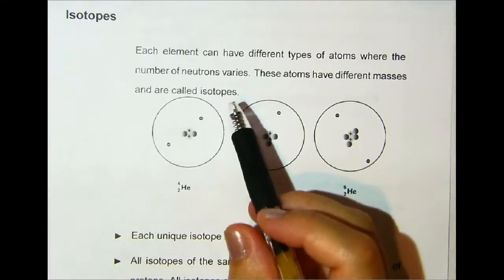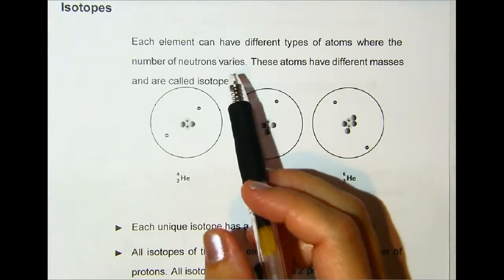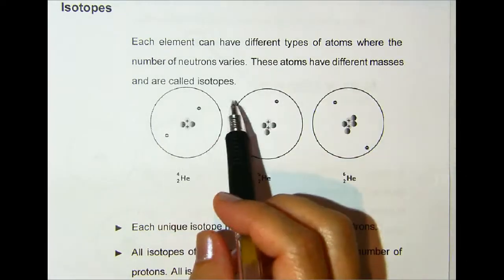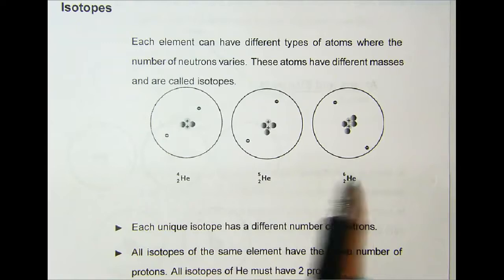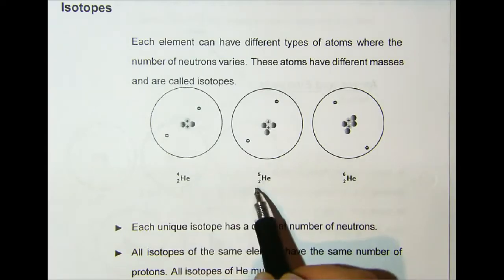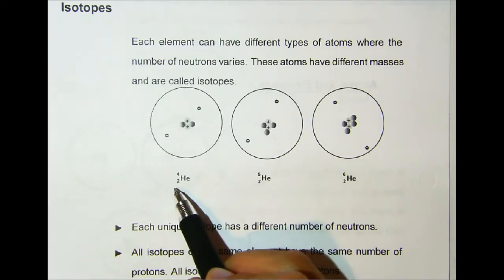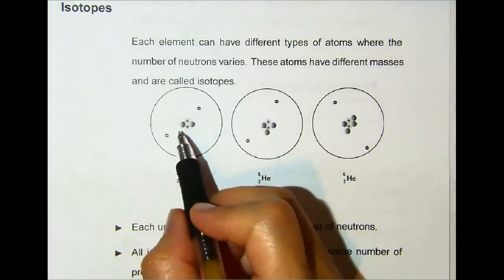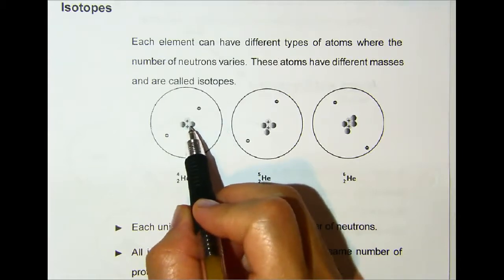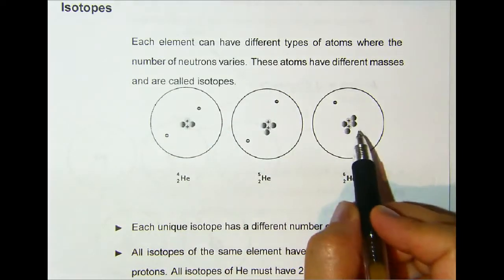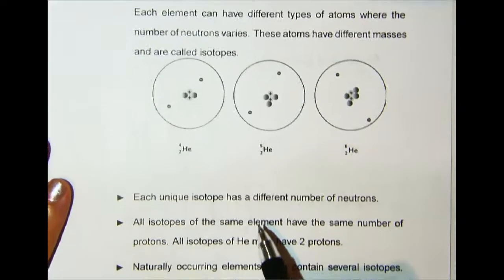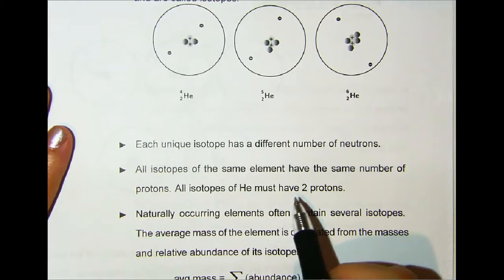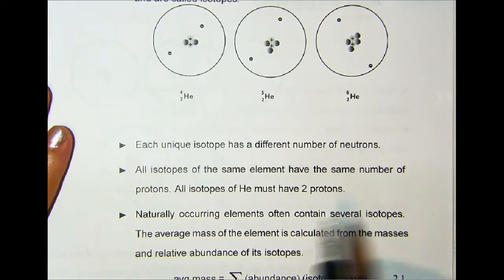So, isotopes. Each element can have different types of atoms where the number of neutrons varies. These atoms have different masses and are called isotopes. So these are isotopes of helium. They all have the same atomic number, which means they have the same number of protons, but their mass numbers are different because they have different numbers of neutrons. This helium has 2 neutrons, this one has 3, this one has 4. Each unique isotope has a different number of neutrons. All isotopes of the same element have the same number of protons. All isotopes of helium must have 2 protons.